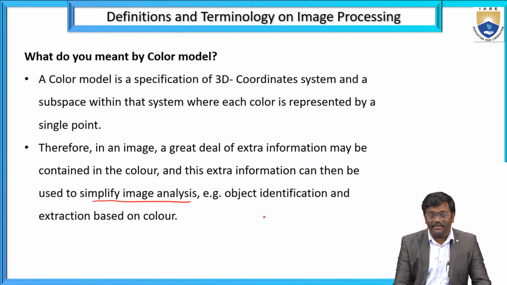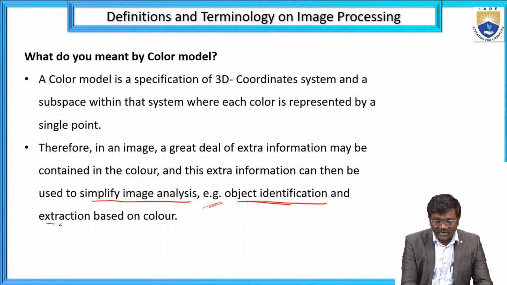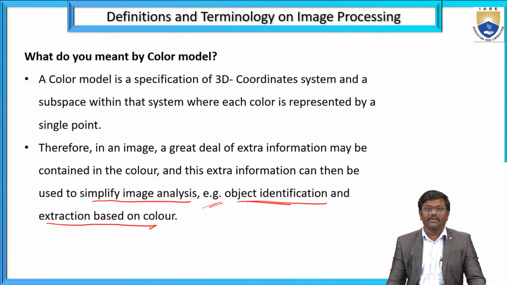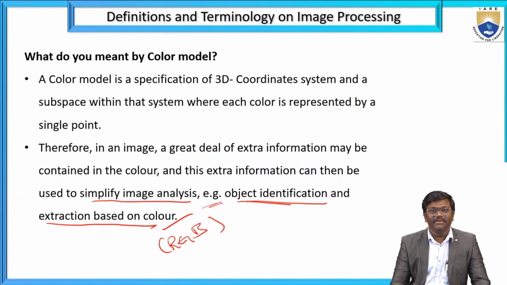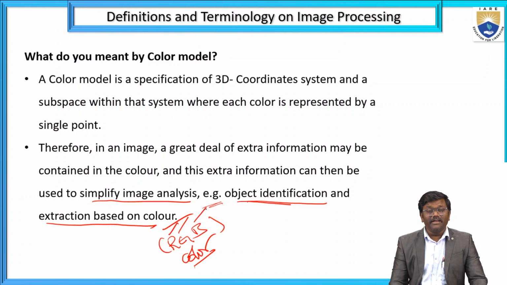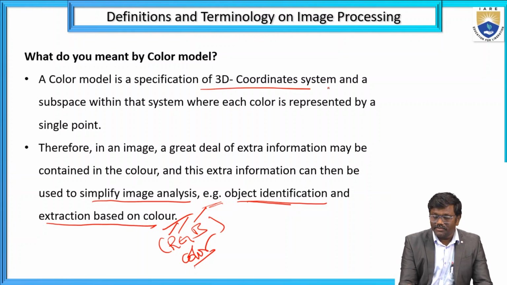The example is object identification and extraction based on color. What is the meaning of color here? We simply use the basic color, which is RGB color. What do you mean by RGB? R means red, G means green, B means blue. RGB color is a standard color model, which we consider here as a 3D color model.